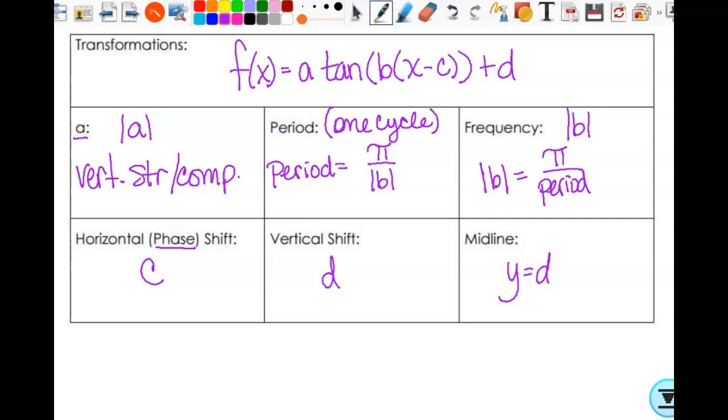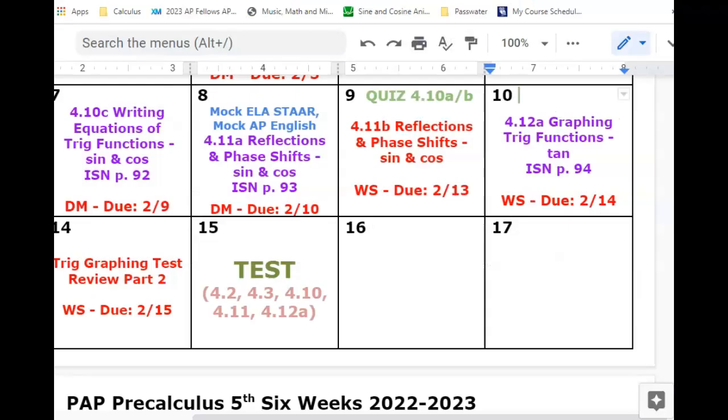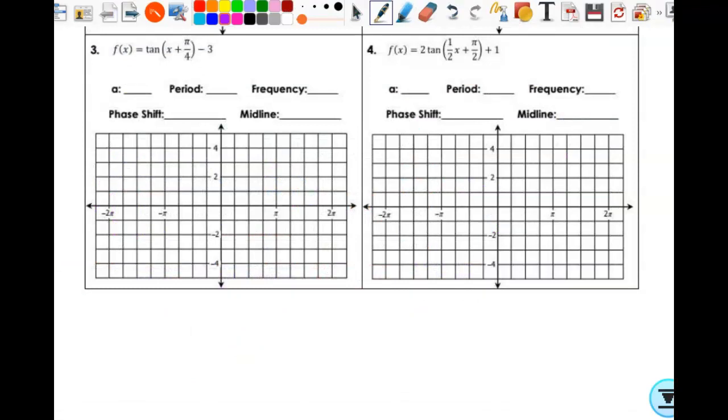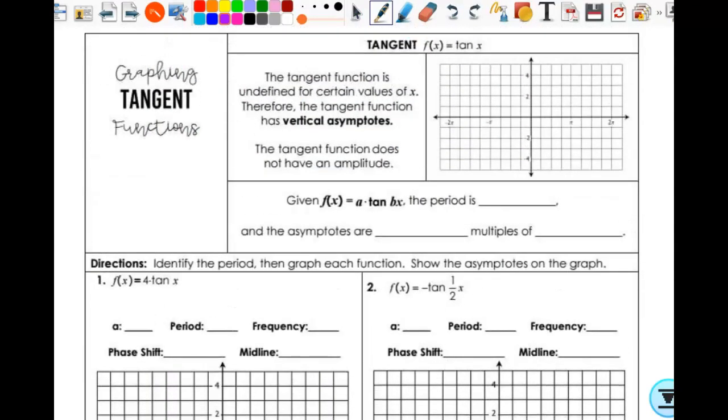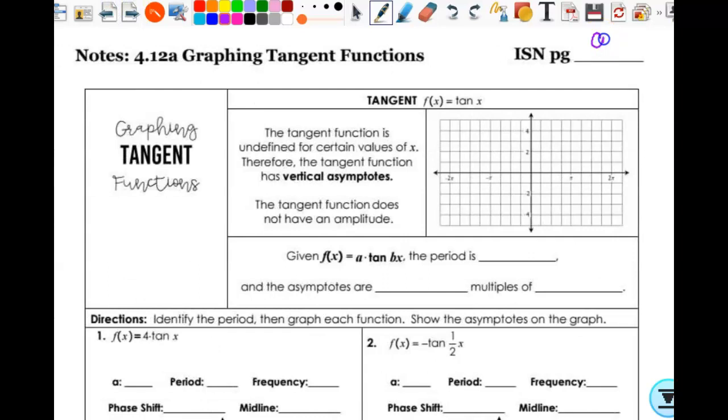All right. So grab that other piece of paper. Remind myself what page we're on, 94. Okay. Oh, yeah. It's going on page 94 when we're done.